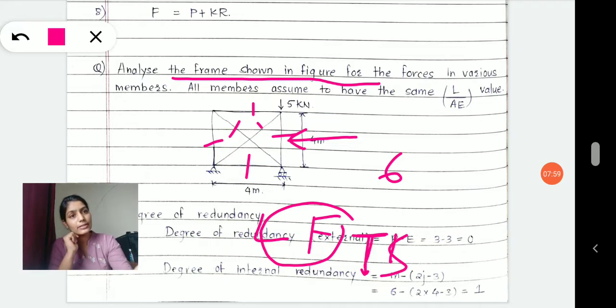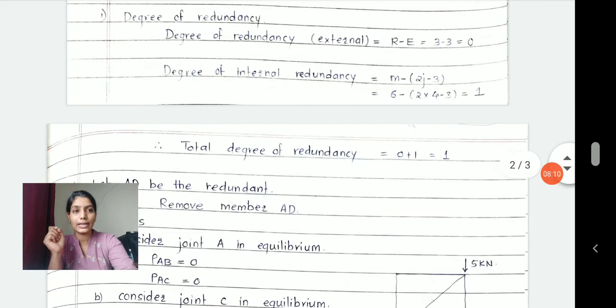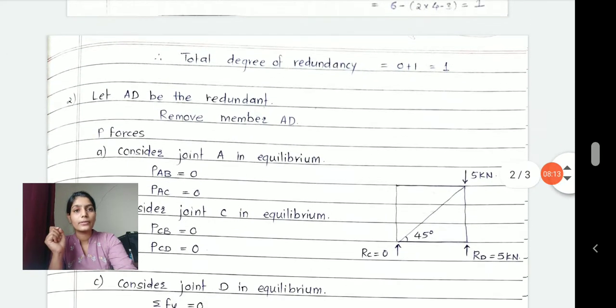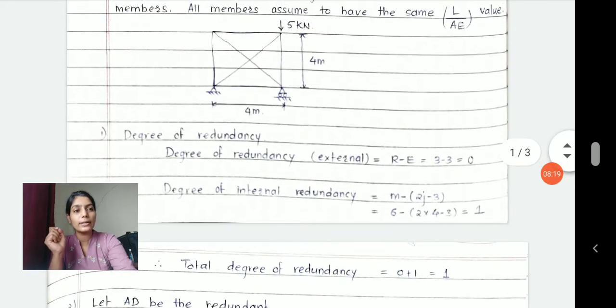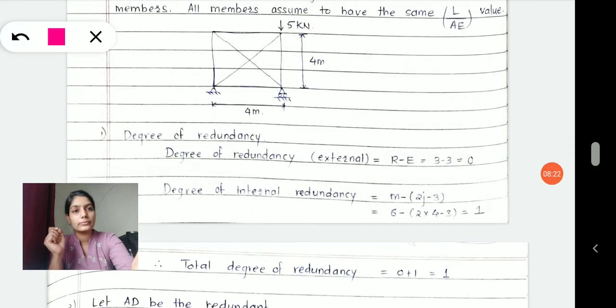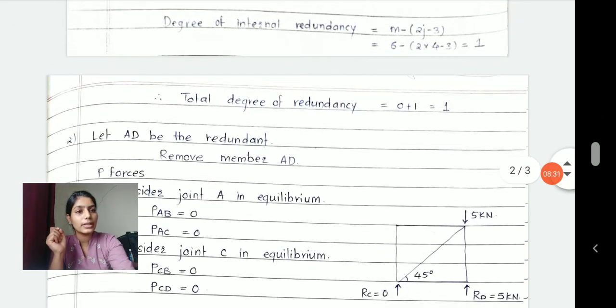But in this question, particularly, they haven't talked about any particular member. So here the choice is yours, whichever member you want, you can take it as a redundant. So let AD be a redundant. AD be a redundant means what? A, B, C and D. So I want to take AD as a redundant.